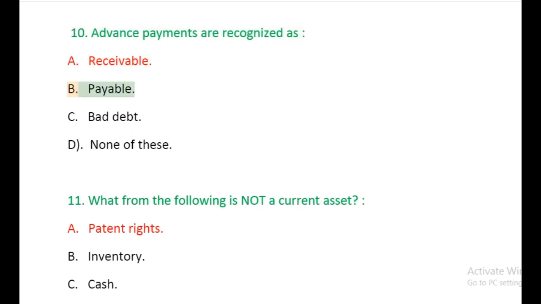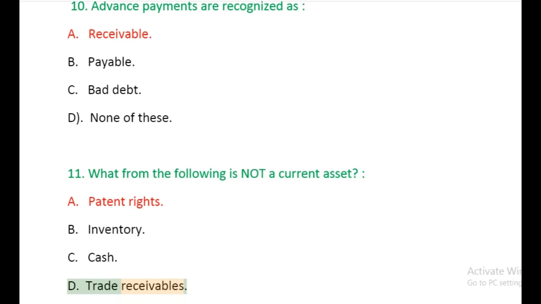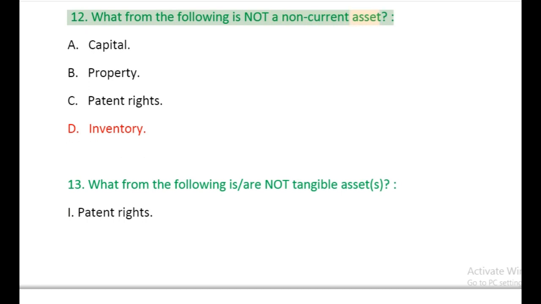Receivable, B. Payable, C. Bad debt, D. None of these. 11. What from the following is not a current asset? A. Patent rights. B. Inventory. C. Cash. D. Trade receivables. 12. What from the following is not a non-current asset? A. Capital. B. Property. C. Patent rights. D. Inventory. 13.